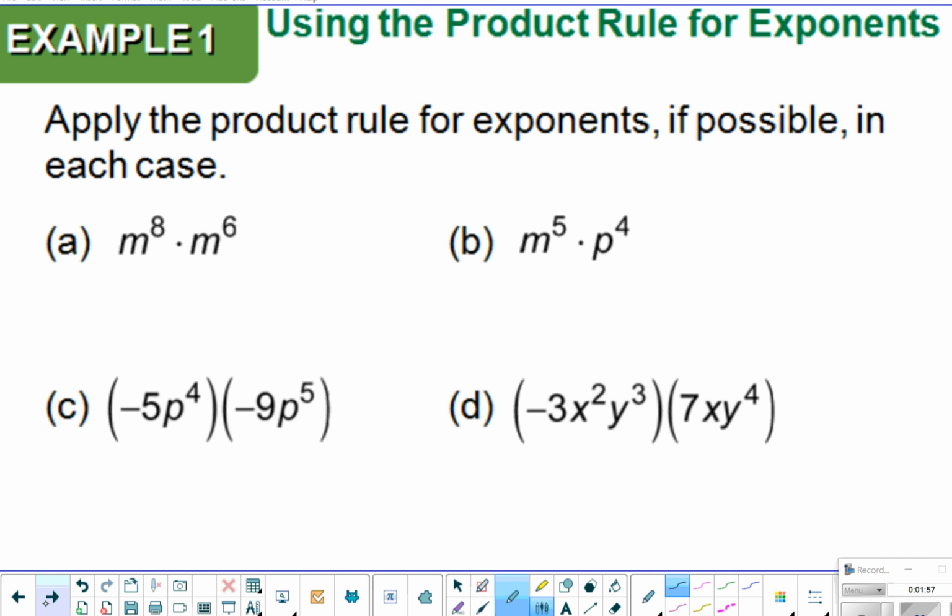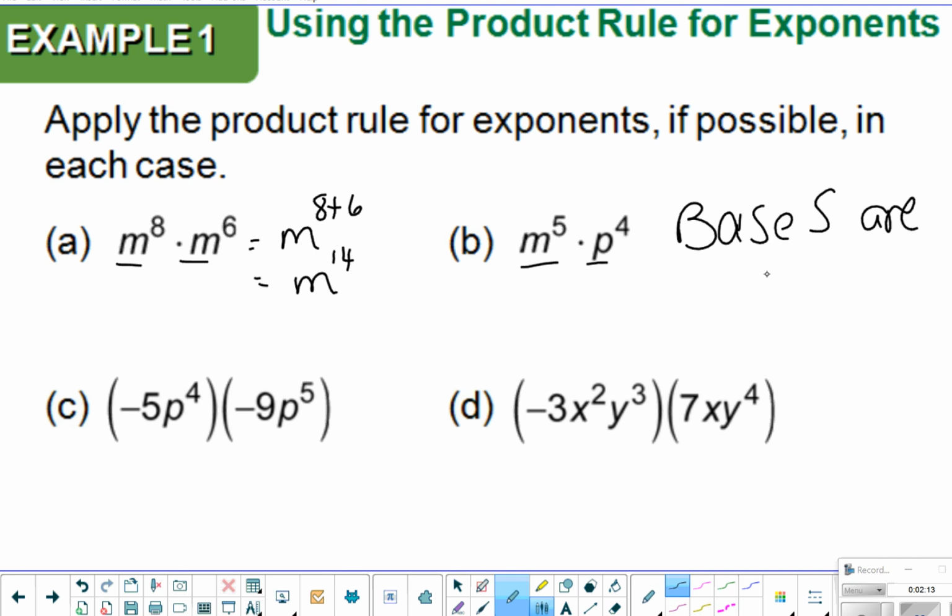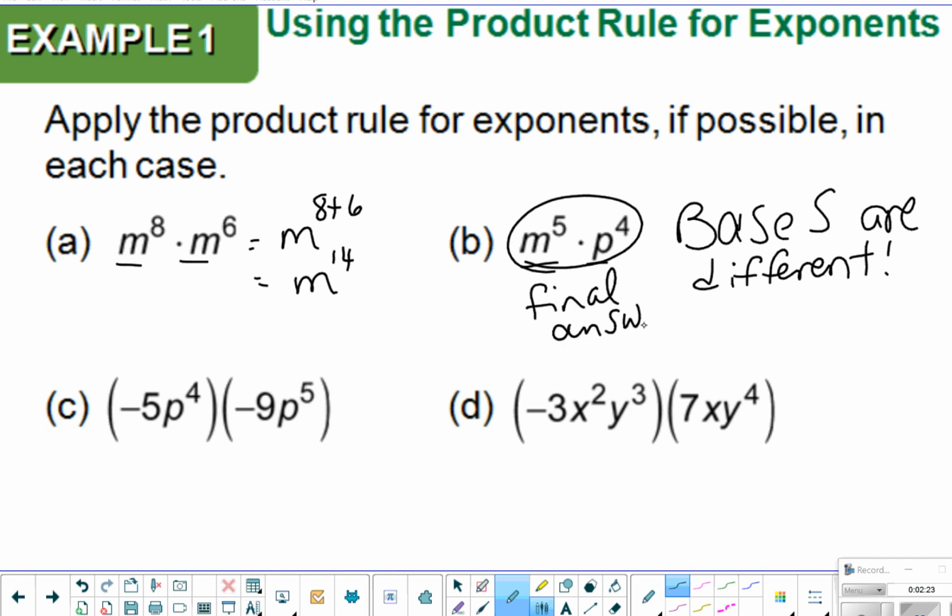Applying the rules, so we have two bases that are the same. We're going to add those exponents, giving us m to the 14th. Here, the bases are different. I can't do anything. That is the answer. So this is the final answer. Cannot simplify any further.